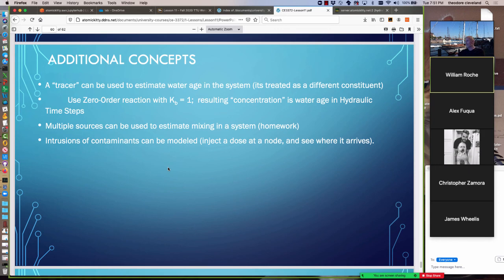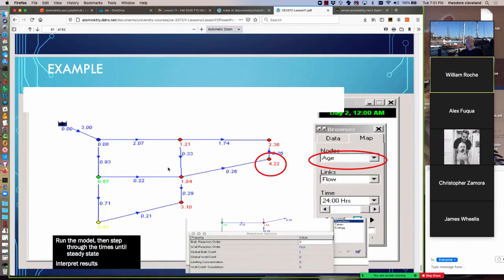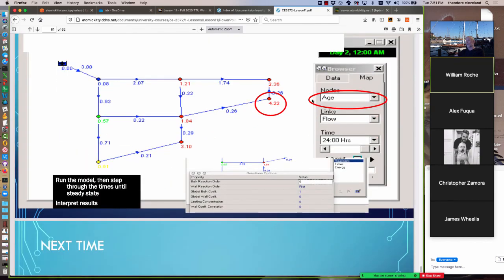There's a good example in the user manual on using water age. And we actually can plot the feature called age and find out that in our particular model, the age of the water at this node is 4.22 hours. So the water age is always expressed as multiples of the hydraulic time step.